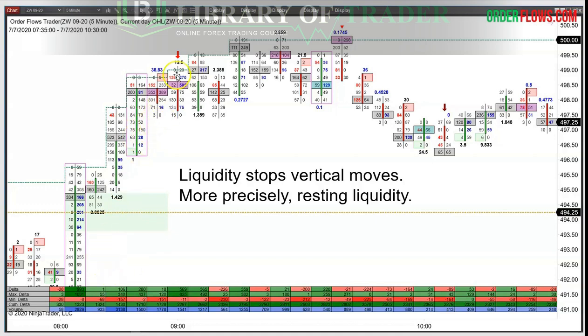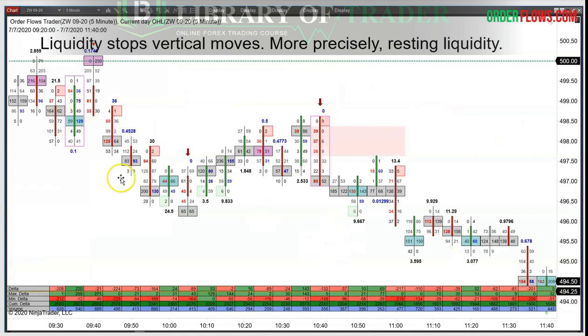So it's a strong move, but it's stopped by the liquidity in the market, right? You can see this point of control right on the extreme here, point of control right up near the top. Here's another bearish point of control. That's what stops a vertical move, is resting liquidity. It's sort of found an area where the market can trade efficiently before moving sideways or in the opposite direction, right?